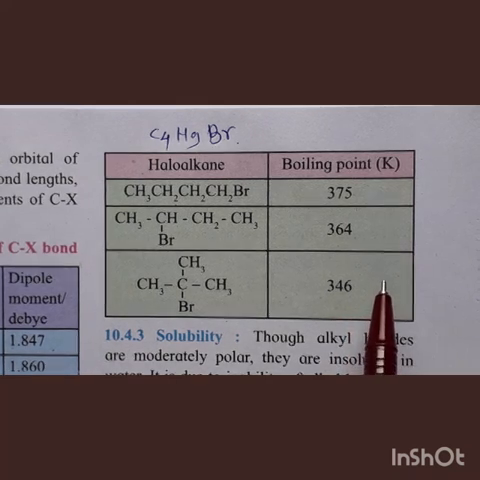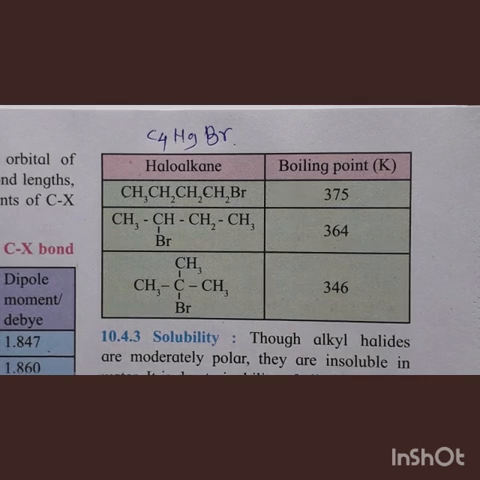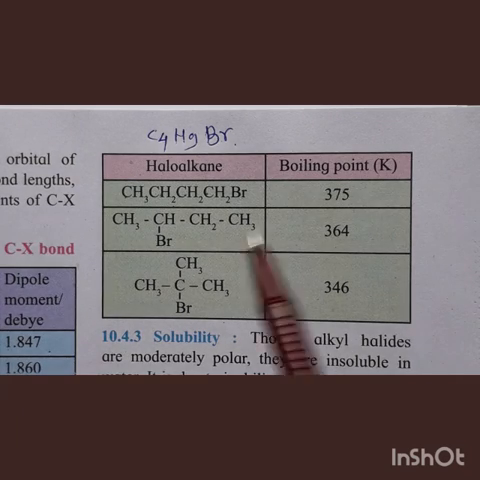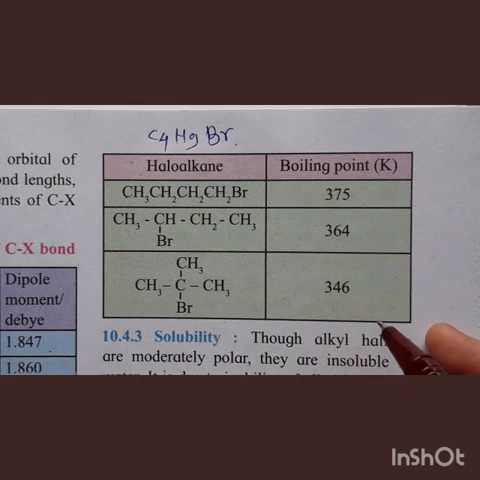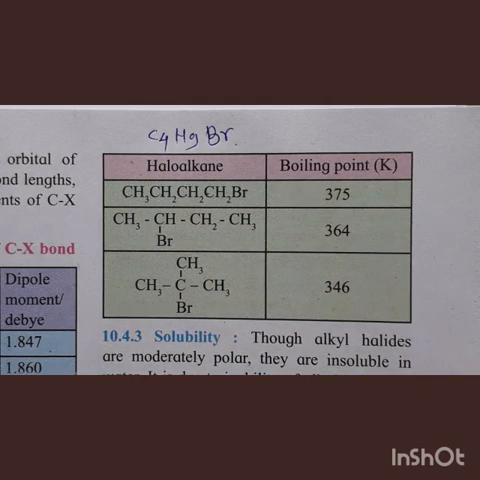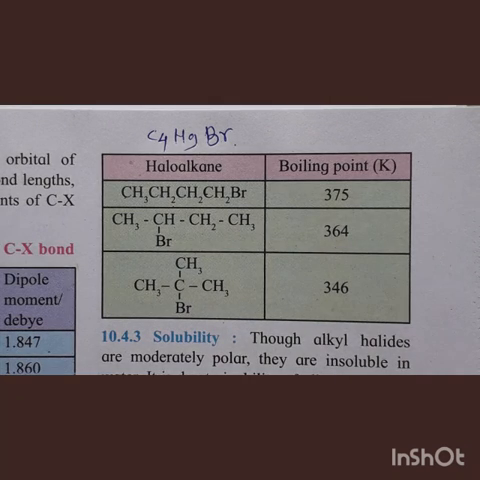Understood? So there are 3 factors. First is molecular mass increases, boiling point also increases. Then number of carbon atoms increases, boiling point increases, and as the branching increases, boiling point decreases. Understood? So this was about the boiling point of alkyl halides. Now let us see the next point, solubility.